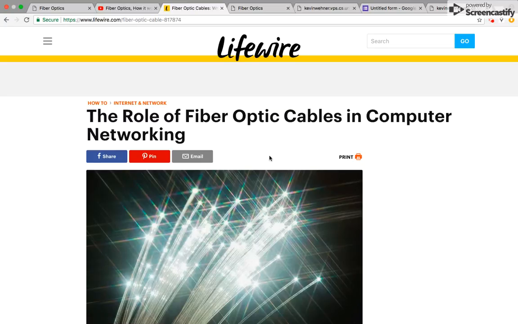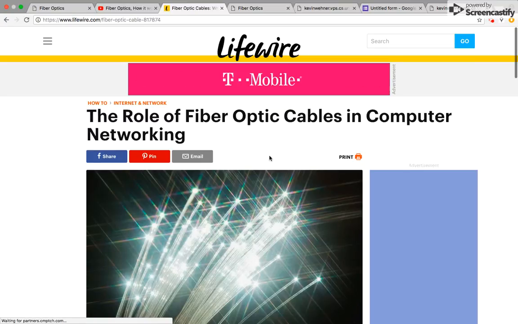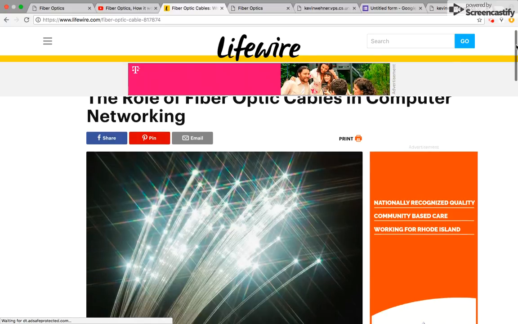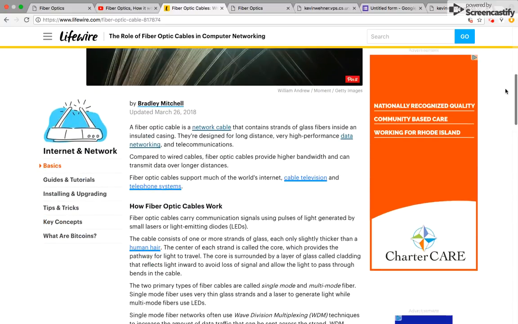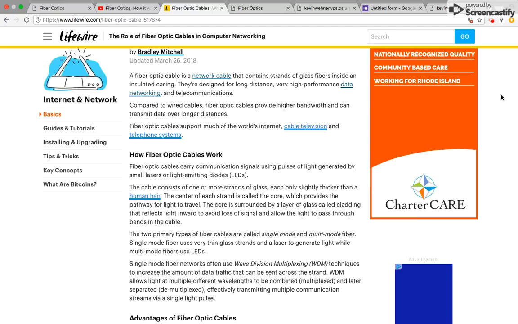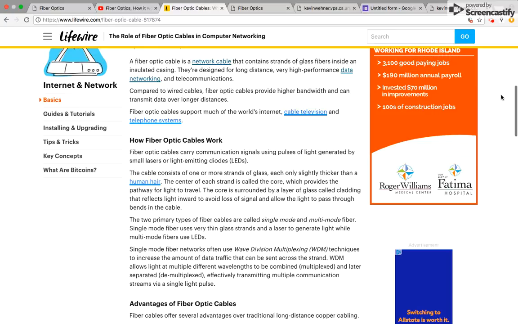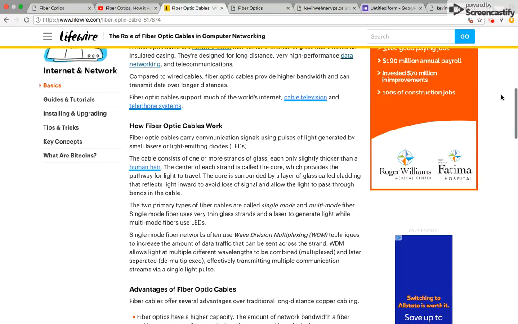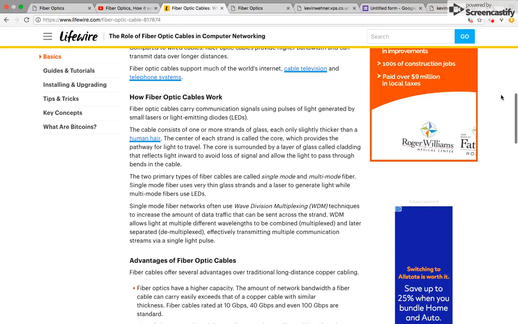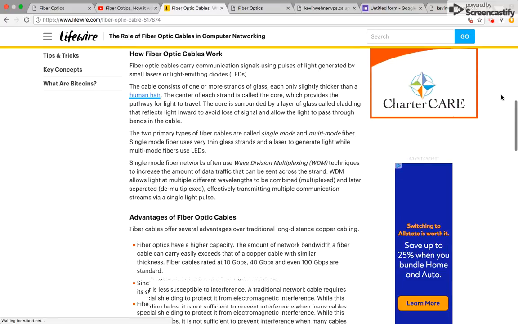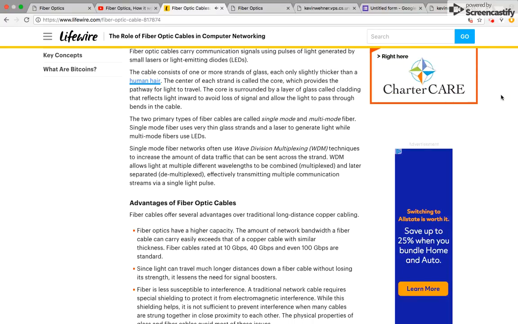This site is by Bradley Mitchell and it was published just 2 months ago. It talks about the role of fiber optics in computer networking. As we go through the website, we can see how it mentions how cable television, internet, and telephone systems are supported by fiber optic cables. It also shows how they work and the advantages of them, which gave me a lot of necessary information.